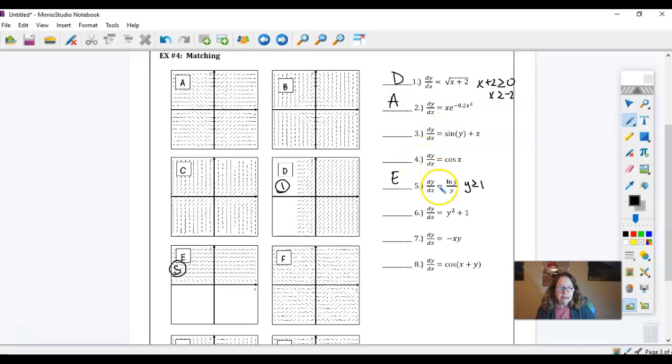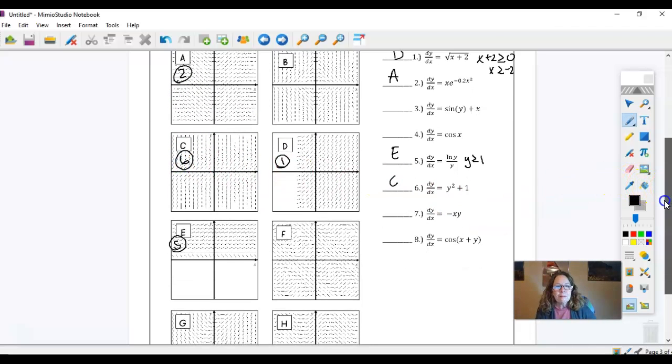Let's see. The other one that has only one, I'm going to skip 4 for just a second. Let's go to number 6. So that one has only y. So where do the y's change but not the x? We saw that on example C. So again, A was 2 and C was number 6. So we're narrowing down what we have.